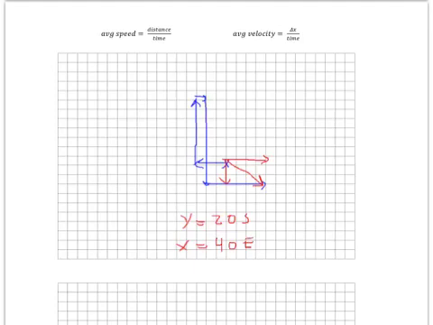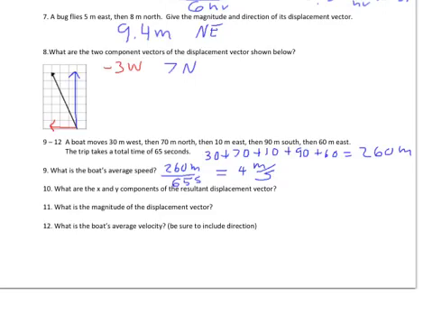Let's go ahead and write that down. So the x component was 40 meters east. And the y component was 20 meters south. What is the magnitude of the displacement vector?